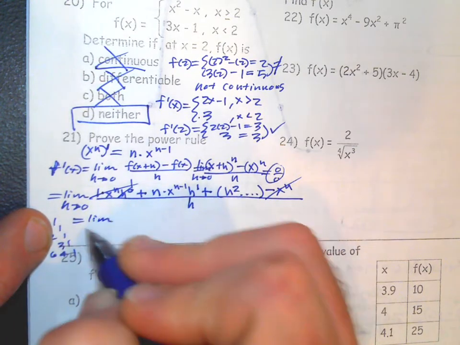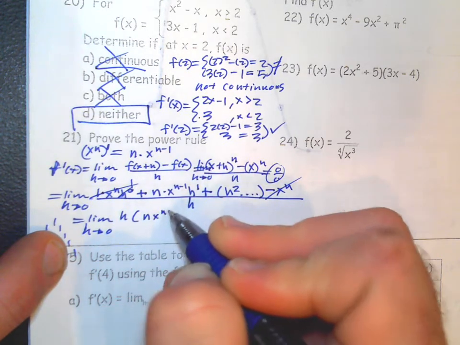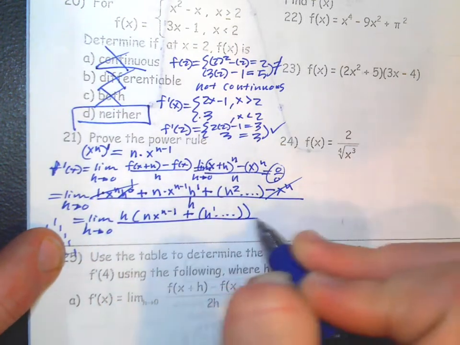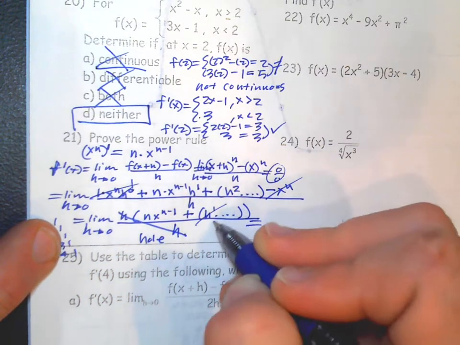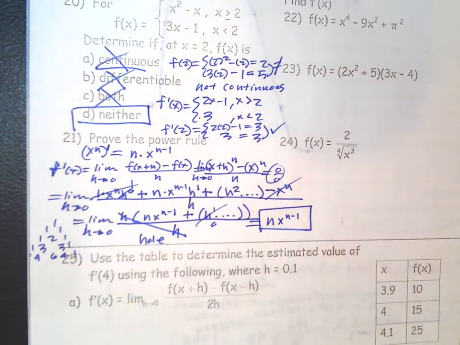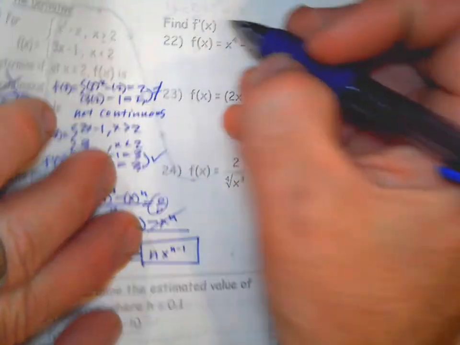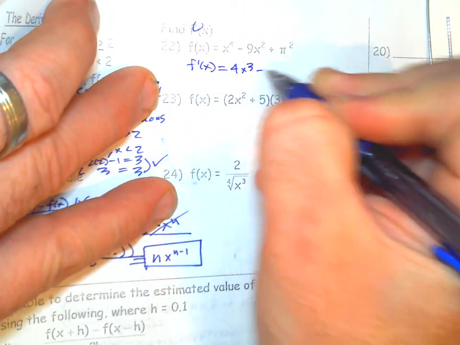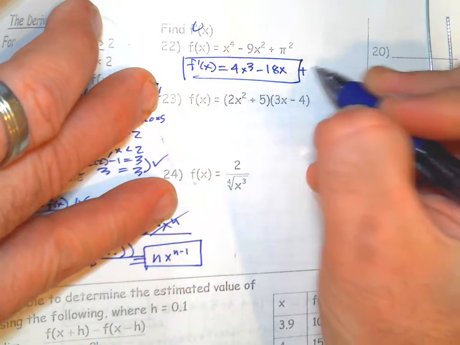Remember, we're trying to get rid of the hole, so now we can factor an h out of everything on the top. This is going to be n x to the n minus 1 plus h to the first with a bunch of other stuff over h. That's the hole in the graph. Plug h equals 0, and that goes away. n x to the n minus 1, which is the power rule based off the definition of derivative. Okay, 22, find the derivative. Okay, well, f prime of x equals 4x cubed minus 18x. Pi is a number, so it goes away. Do not say plus 2 pi to the first power.